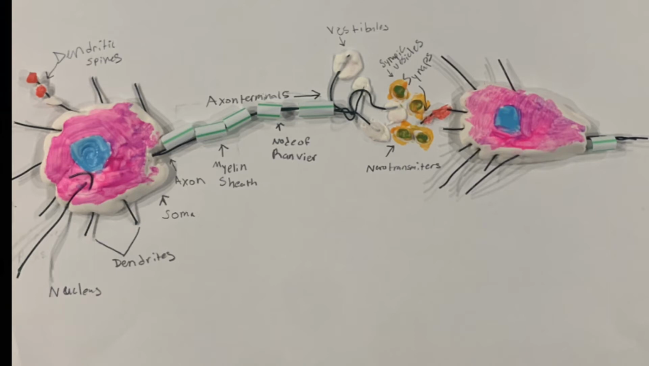The myelin sheath is the part of the neuron that protects the axon. It is the cut-up straws in the neuron. The vesicles are located at the end of the neuron and are responsible for sending the signals to other neurons. They are the white circles on the axon terminals.